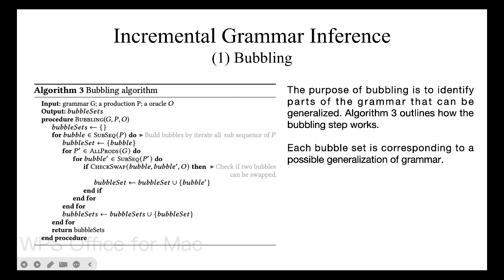Algorithm 3 outlines how the bubbling step works. First, we consider all subsequences of the rule that we need to generalize. And then we swap them with the subsequences of other production rules, and if they can swap, we record it. Finally, each bubble set corresponds to a possible generalization of the grammar.